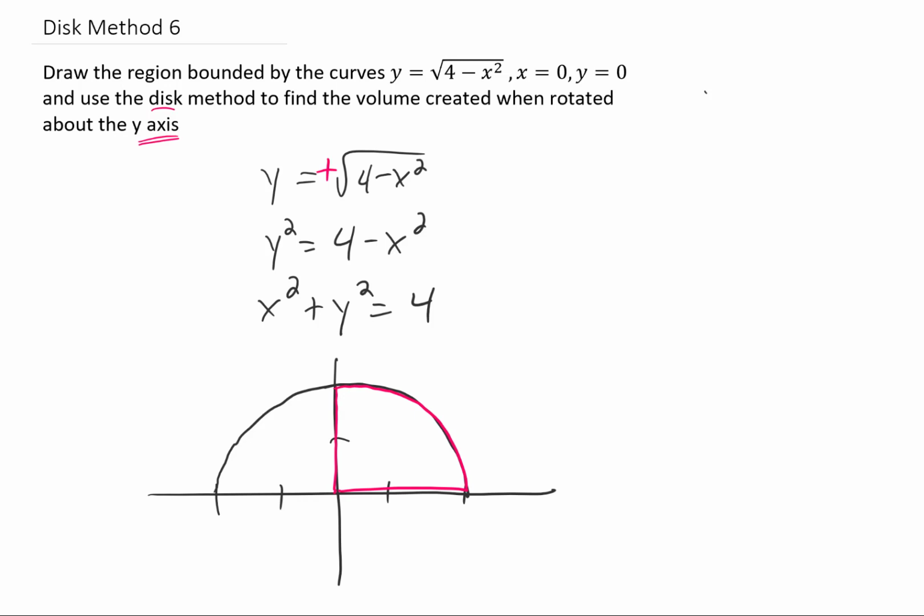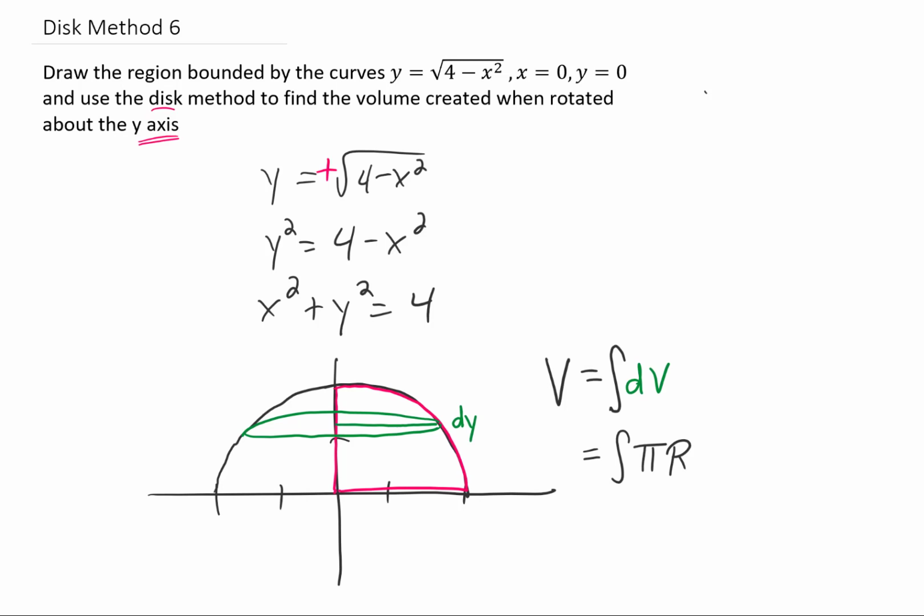Now if we're going to use the disk method to rotate this region about the y-axis, we need to slice this region up this way and rotate each one of these pieces about the y-axis. Since we have to slice this region horizontally, the thickness of each one of these disks is actually now dy, meaning that our integral will be with respect to y. But we're still talking about disks, so when we add up the volume of each one of these little elements, that volume is still going to be just pi r squared dy.